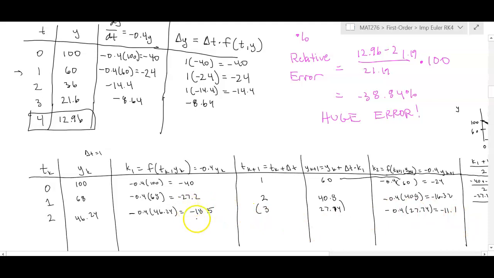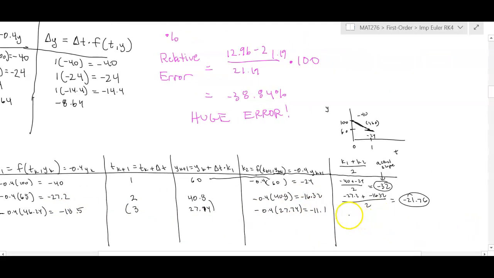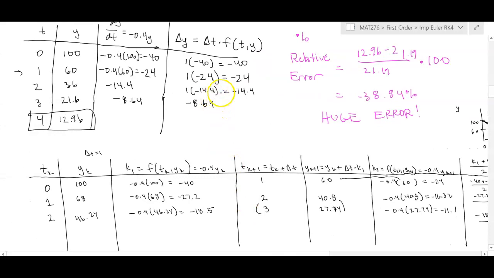Okay, again, we're going to use the negative 18.5 and the negative 11.1. We're going to average those two slopes together and divide by 2. Negative 18.5 plus negative 11.1, negative 29.6, divided by 2 is negative 14.8. One thing I want you to see again, look at the actual time 2 slope. It was negative 14.4.